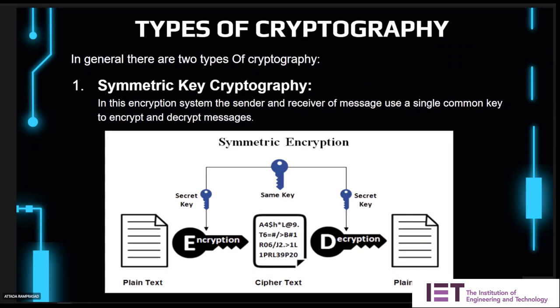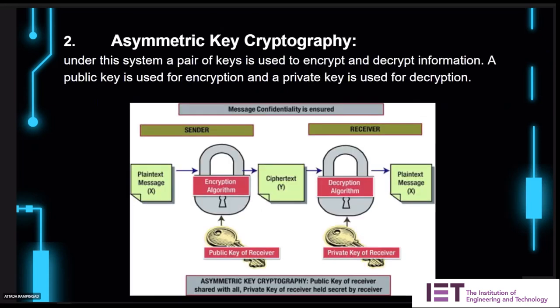The next one is asymmetric key cryptography. Under this system, a pair of keys is used to encrypt and decrypt the information. A public key is used for the encryption, and a private key is used for the decryption of the data. The public key and private key are different from each other. Even if someone comes to know the public key, only the intended receiver would be able to decode the message, because he himself has the private key.